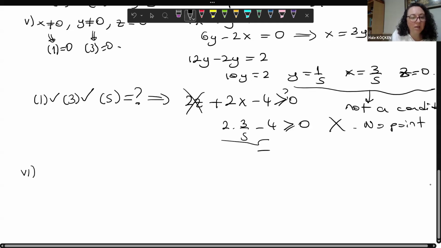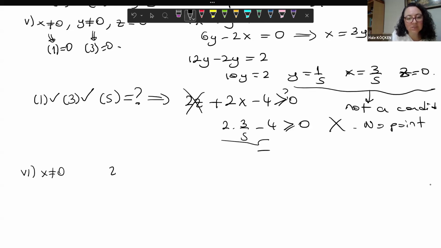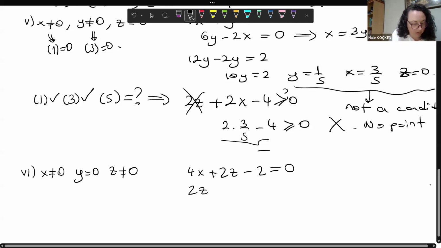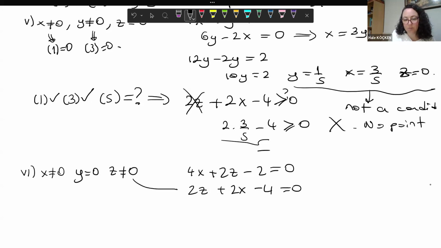We assume x and also z is different from 0 while y is 0 here. If x is different from 0, let me write, I'm considering 1, and 4x, I'm not writing y because it is 0, plus 2z minus 2 is 0. And for z, 2z plus 2x minus 4 is 0, okay? This is from here, and this is from there. So I need to solve for z and x. Let me write a simpler form. 2x plus z is 1. Z plus x is 2.